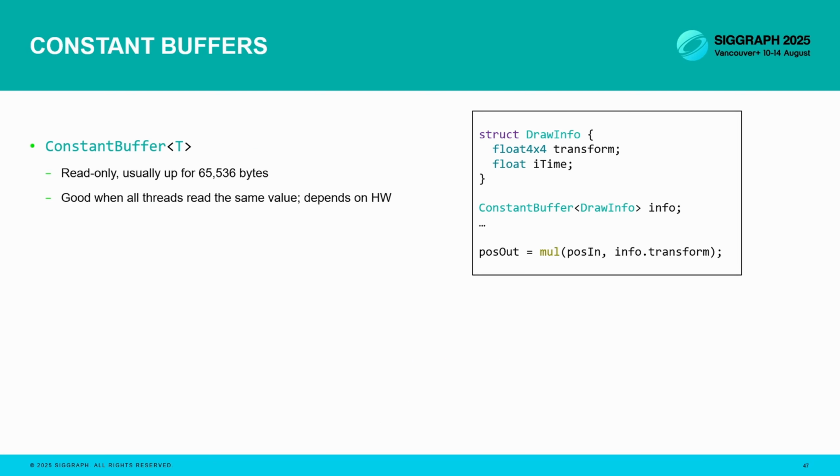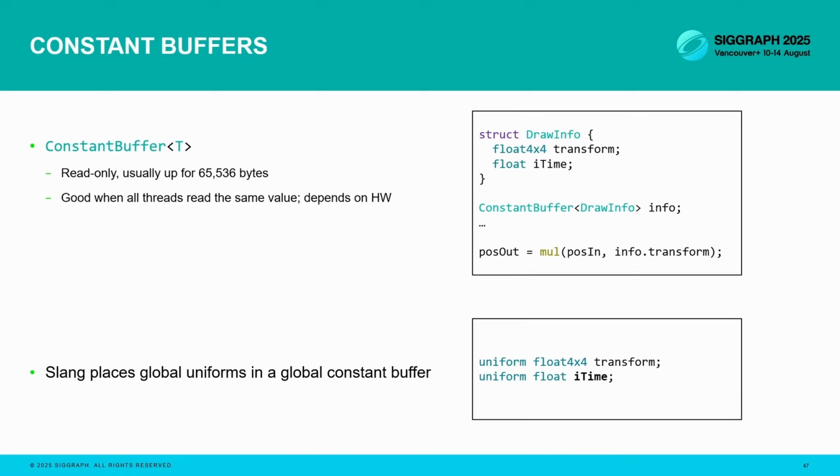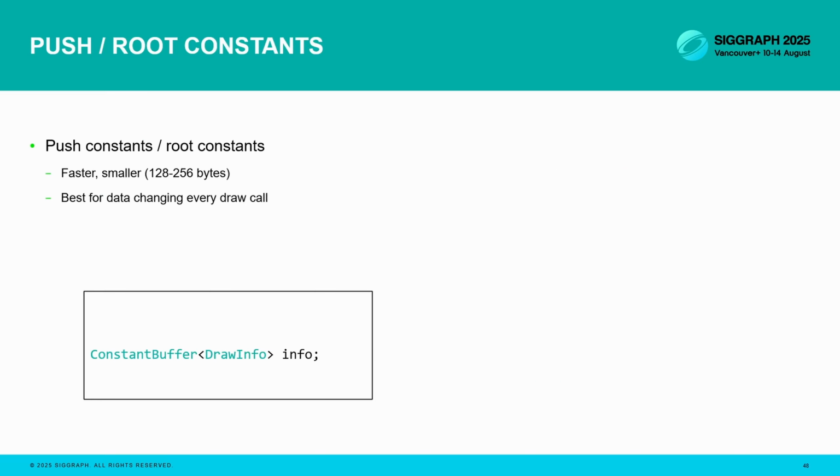Slang also has constant buffers, for read-only data limited to a maximum of usually 65,536 bytes. Constant buffers can be faster than storage buffers, especially when all threads in the wave read the same element at the same time, but it depends upon how hardware implements them. In our earlier Mandelbrot example, when you were reading uniform global constants like iTime, you were actually reading from a constant buffer. Slang places global uniforms like these in a global constant buffer for you.